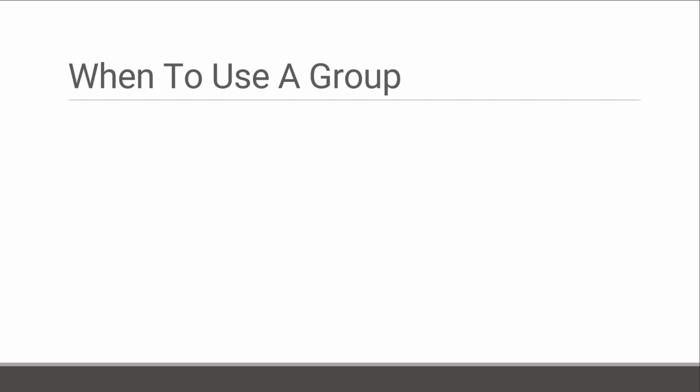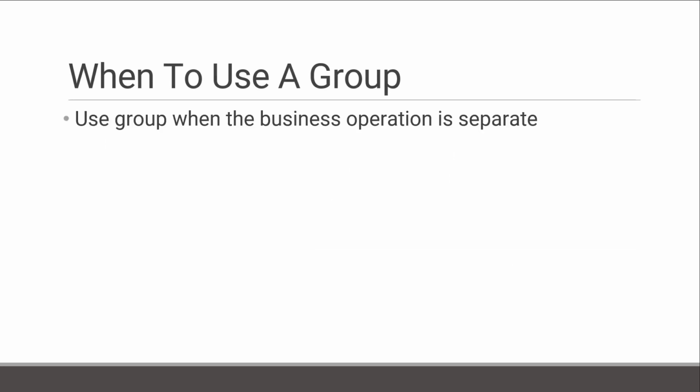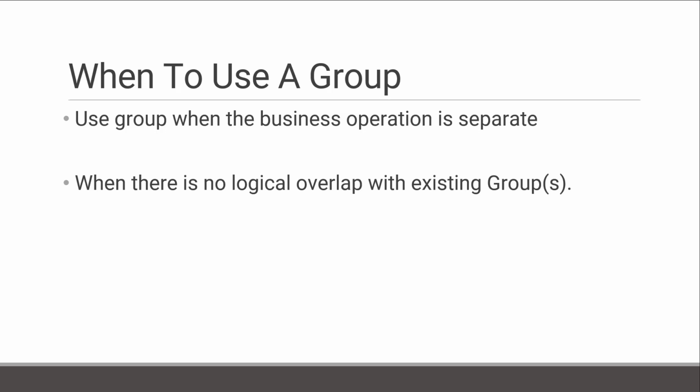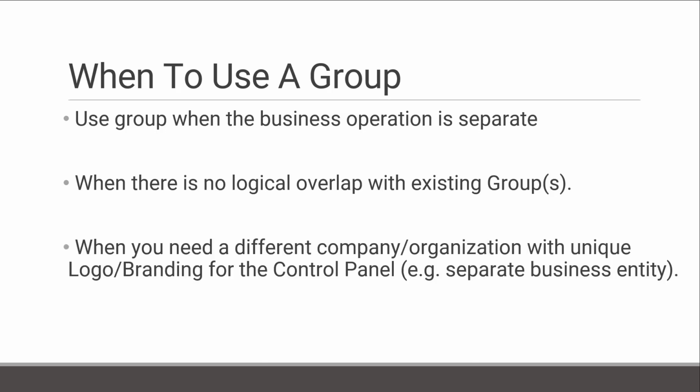Our review will start by looking at groups. Groups should be used when there is no overlap and separation is needed for reporting, workflows, documents, and overall access. Groups also have a key ability to use a different logo and branding. This will help if you need to work with separate business entities that are different from one another.